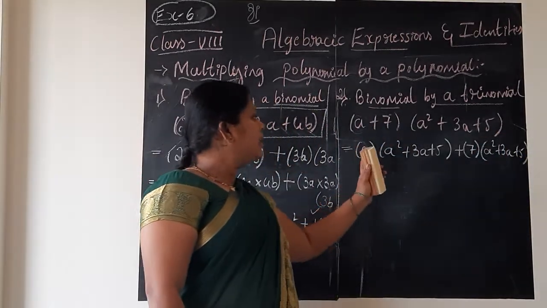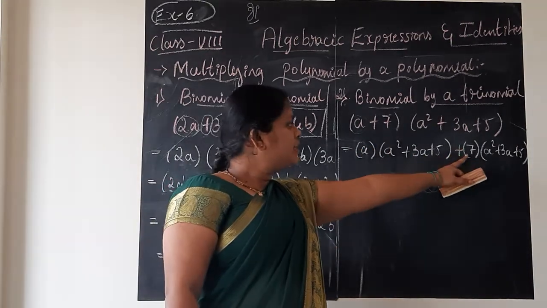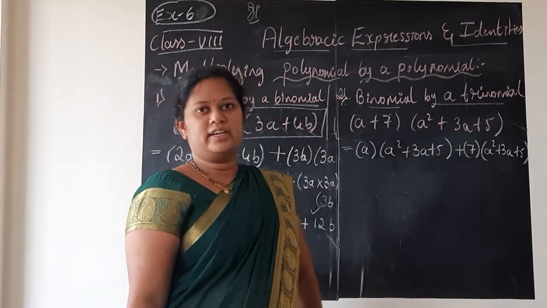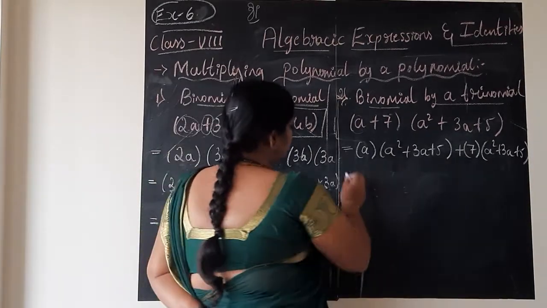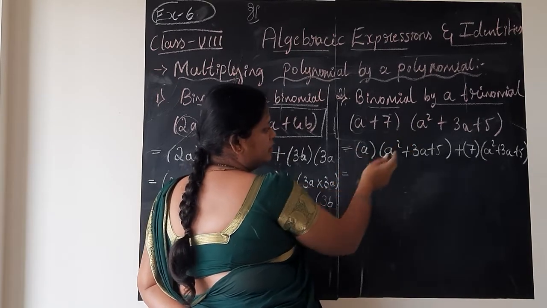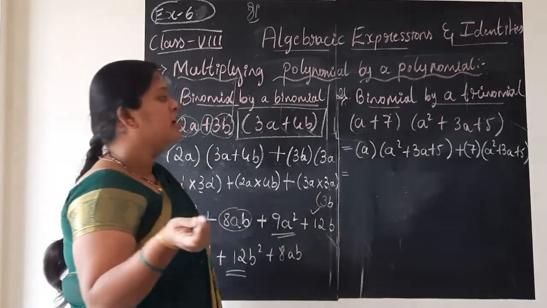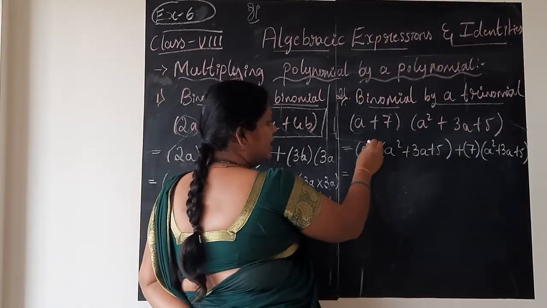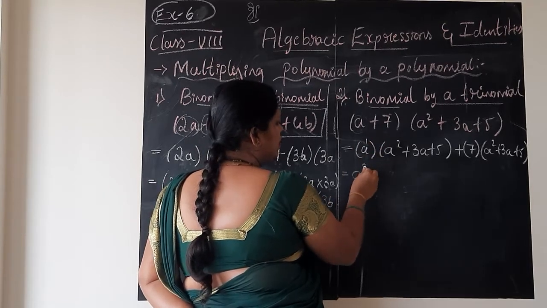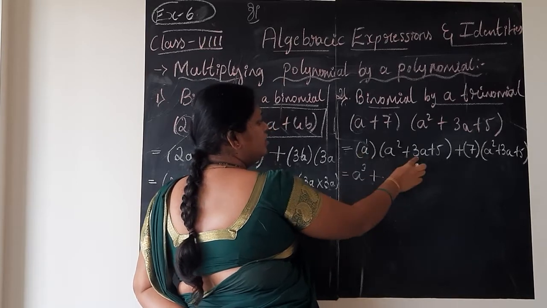Now you have multiplication of monomial by a trinomial, plus again multiplication of monomial by a trinomial, which we already solved in exercise 6.3, children. So let us multiply. You are multiplying this a inside this first bracket. A into a square. Same variables are there. A and a means you should add their powers. So 1 plus 2, a into a square is a cube, plus into plus, a into 3a.